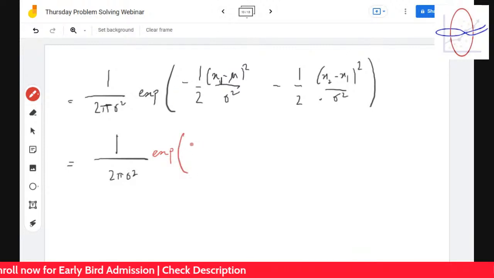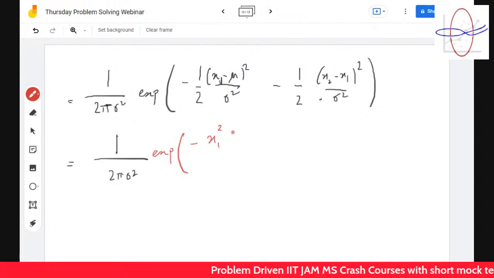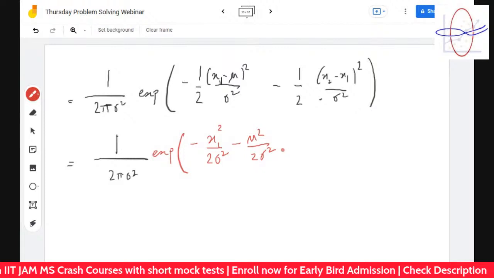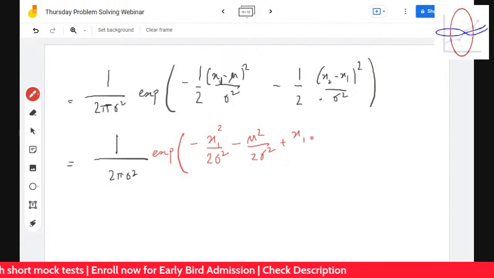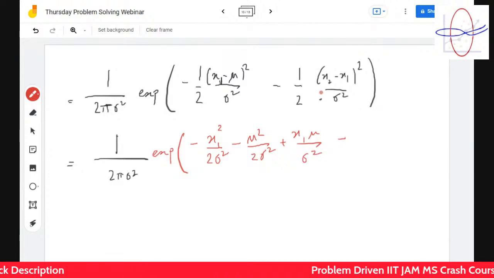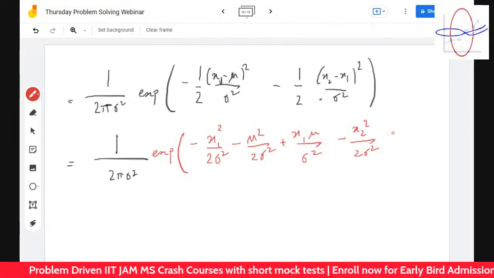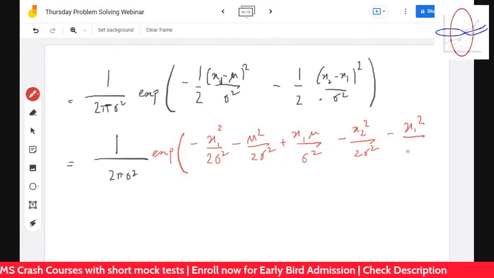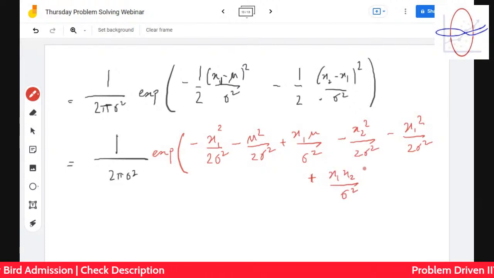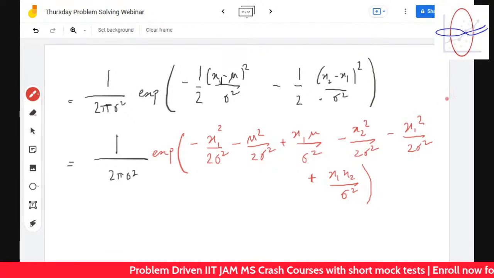Write it down. So it's half, it's xi square by 2 sigma square minus mu square by 2 sigma square plus x1 mu by sigma square, minus x2 square by 2 sigma square, minus x1 square by 2 sigma square, plus x1 x2 by sigma square. I hope everything is fine.